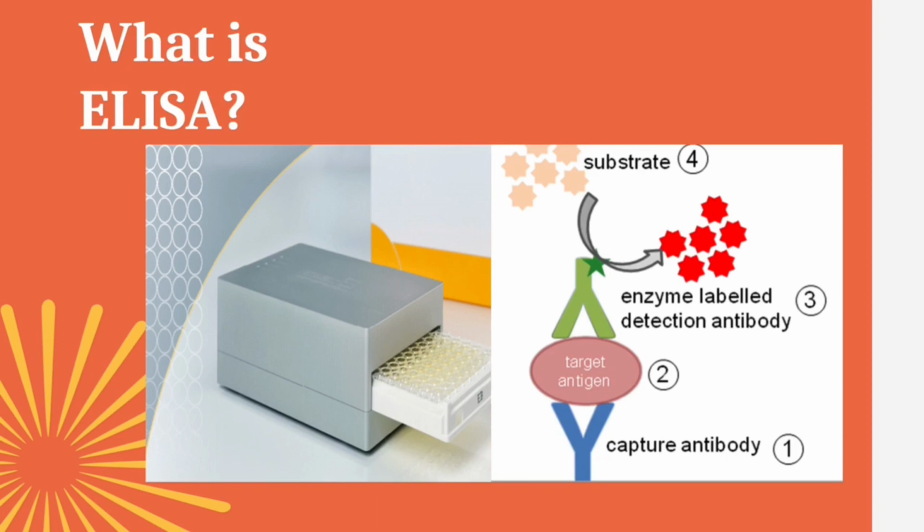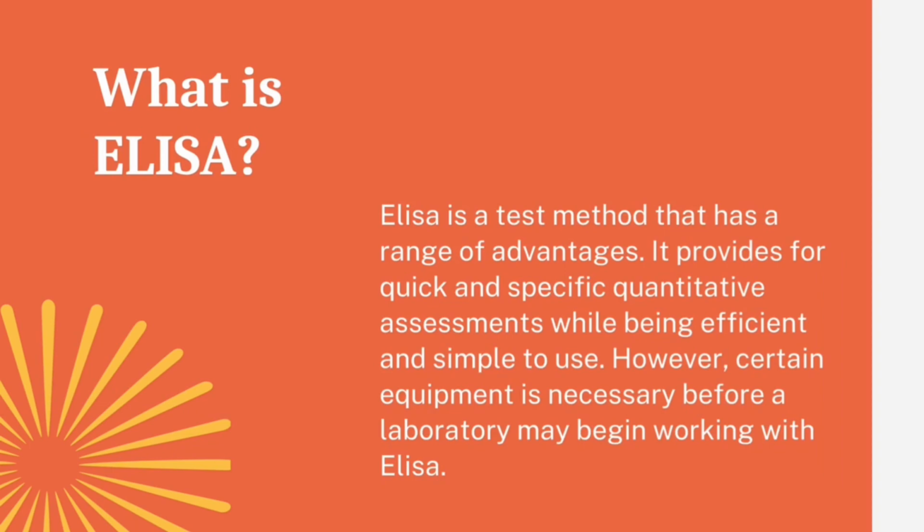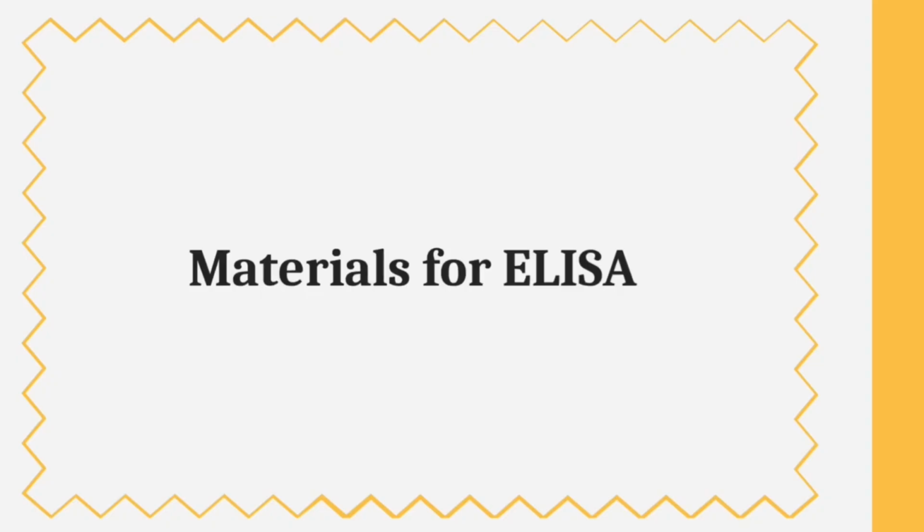The most commonly used enzyme labels are horseradish peroxidase and alkaline phosphatase. Other enzymes have been used as well. A large selection of substrate is available commercially for performing ELISA with an HRP or AP conjugate. However, certain equipment is necessary before a laboratory may begin working with ELISA.